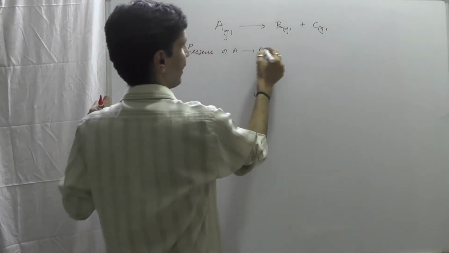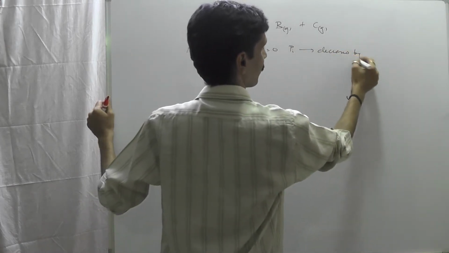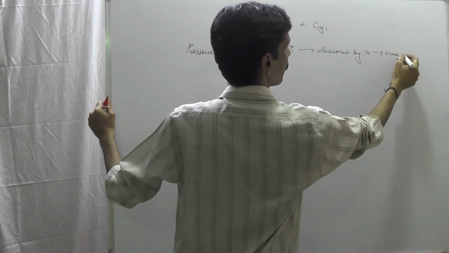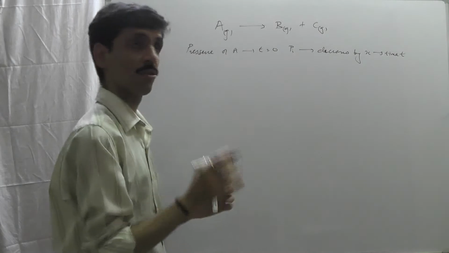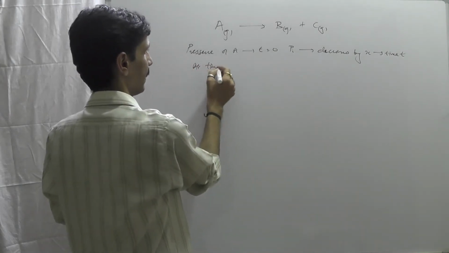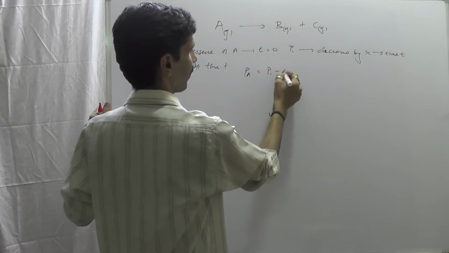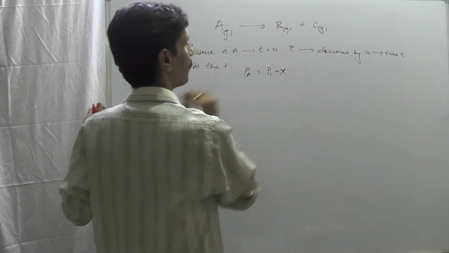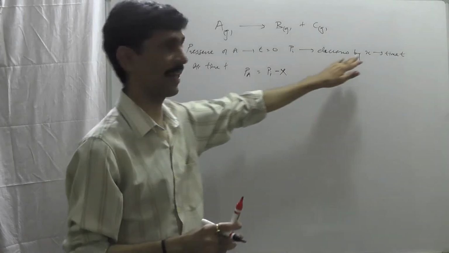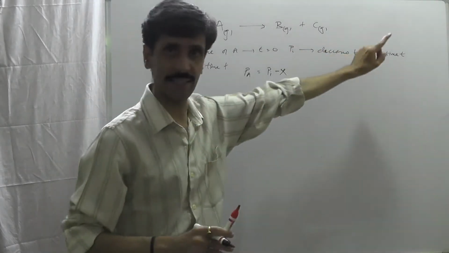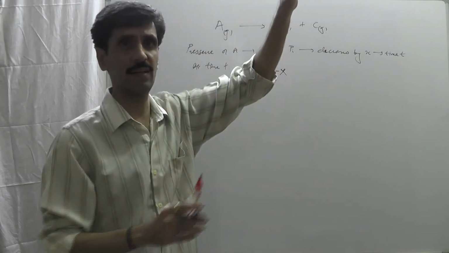of A at T equal to 0 be given as Pi, which decreases by X at time T. So at time T, the pressure of A will be equal to Pi minus X. Let me say it again: what is the initial pressure? Pi. It will decrease by X. At time T, what will be the pressure of A? Pi minus X. First there was the initial pressure, then the pressure decreased.